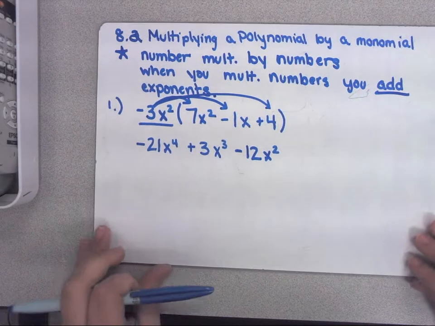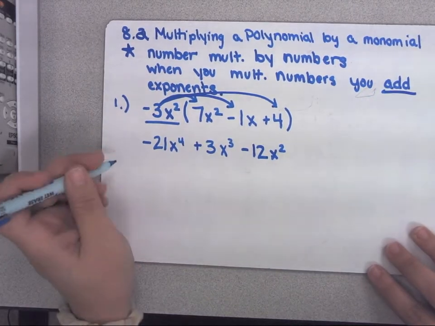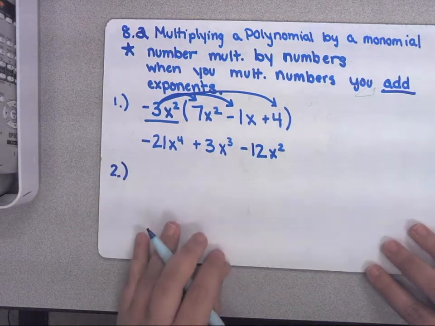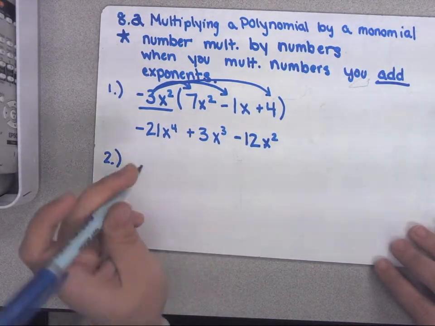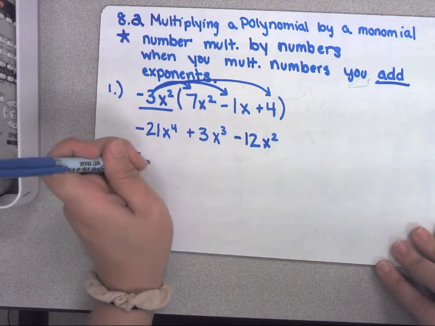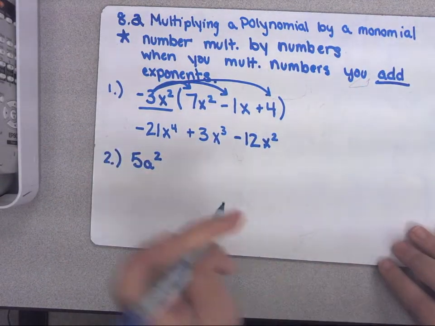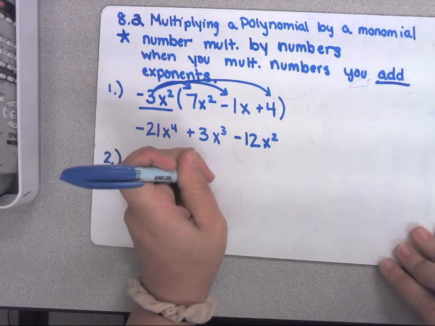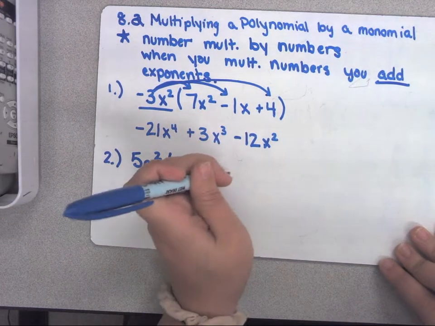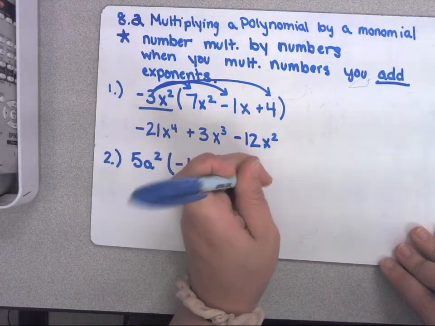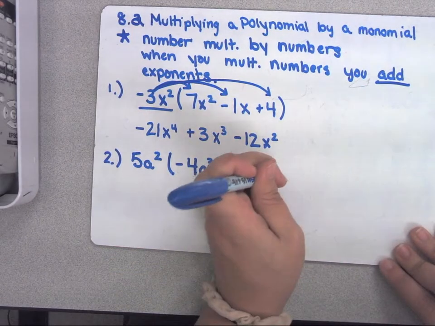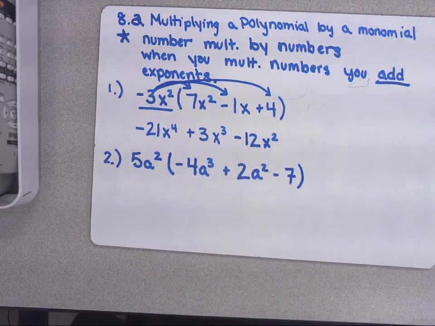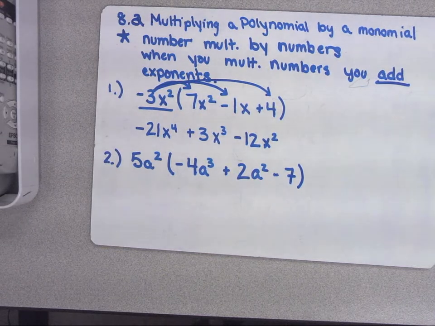Okay. Let's try it again, okay? Number 2. How about 5a squared, parentheses, negative 4a to the third plus 2a squared minus 7. Close my parentheses. So again, we're still going to distribute, aren't we?